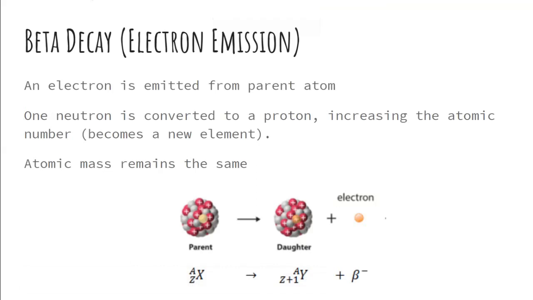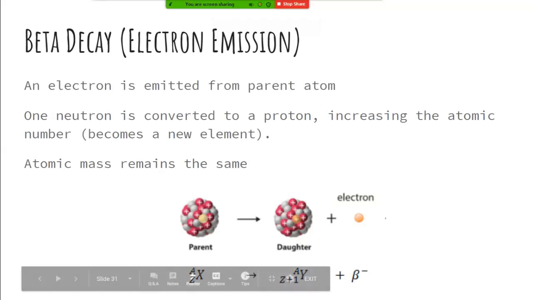All right, the first one is electron emission for beta decay. This is when an electron is emitted from a parent atom. One of the neutrons is converted to a proton, so it increases the atomic number by 1. And this too changes the parent atom to a new daughter element, but the atomic mass stays the same. So you can see here, X, A, Z.